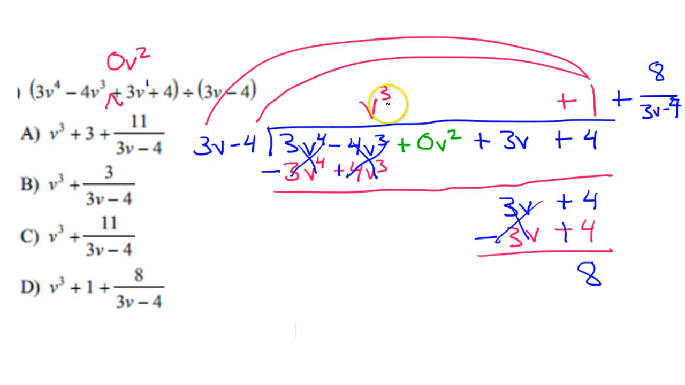Okay, so our answer is here on the top. V to the third power plus 1 plus 8 over 3v minus 4. Alright, my eyes jump down and I see the 8 over 3v minus 4, and then there's the v to the third power plus 1. So our answer is D.